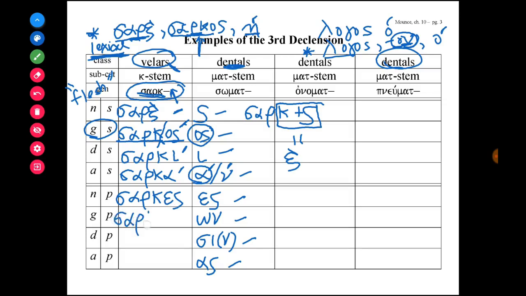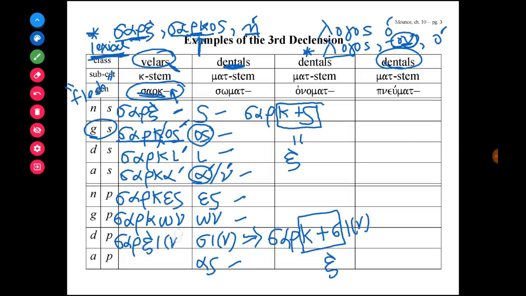It would be sarkon. And now here, we have to remember our square stops again, because we have a sigma here. What happens when we add sark plus sin? Notice that you have the kappa and the sigma combining, and that will become a xi, or fricative, in our square stops. So the dative plural is sarxi or sarxin. That's to fleshes. And then what is the accusative plural?